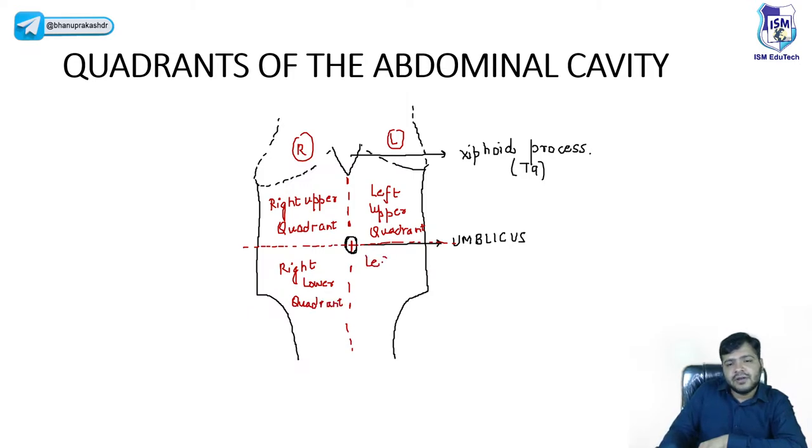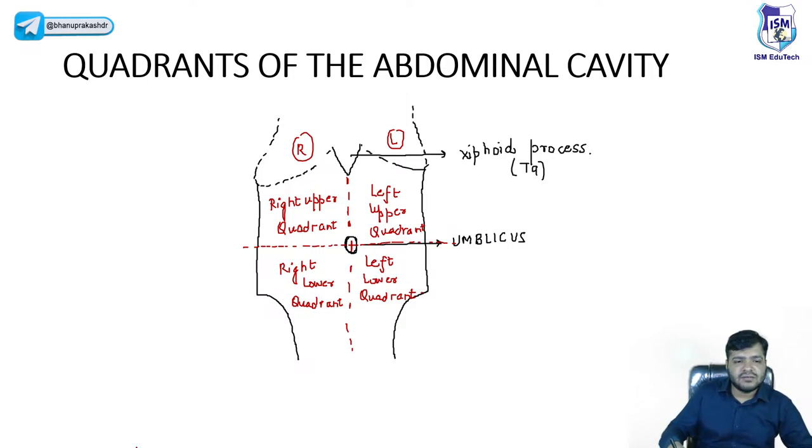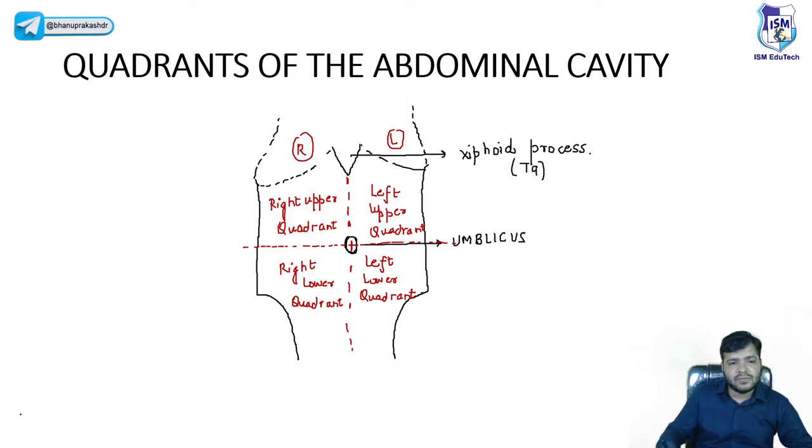And we have the left lower quadrant. Okay, so we have the four quadrants, beta. Four quadrants, and this again you have to remember. We have the four quadrants: right upper, right lower, left upper, and left lower. Okay, and this part is called the costal margins.